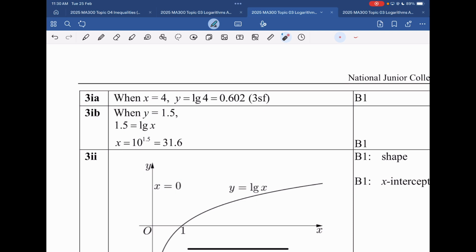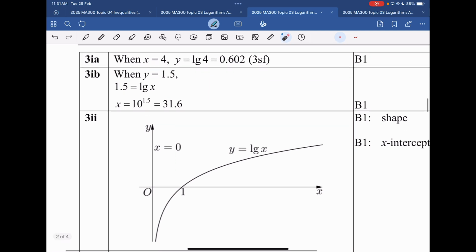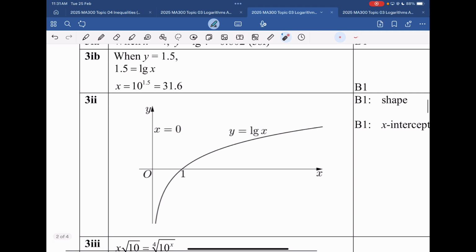3 part 1. Help me check the answer. Checking line. Oh, you do factorization. Take out 3 power x. Okay, so next one, 3 part 2. 3 part 2 should be quite easy.